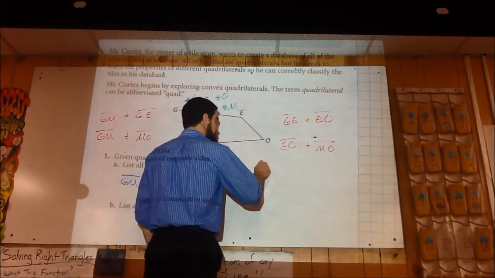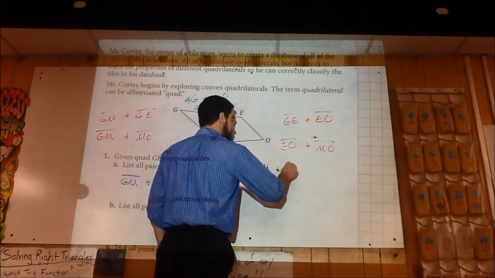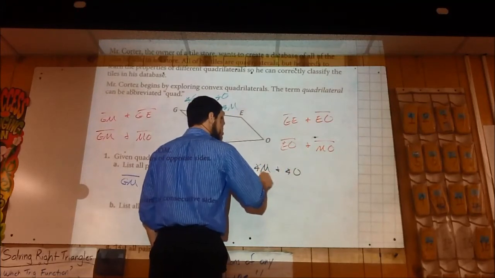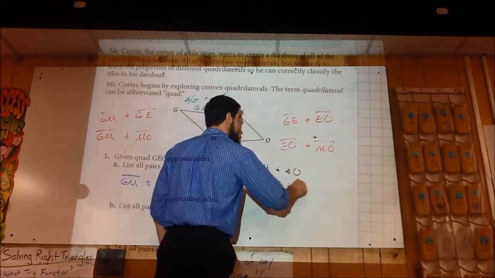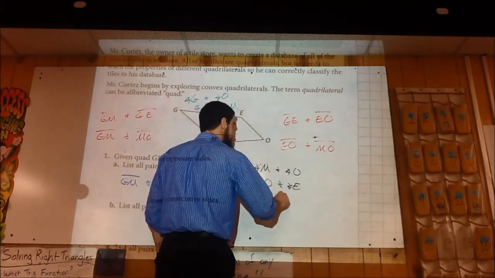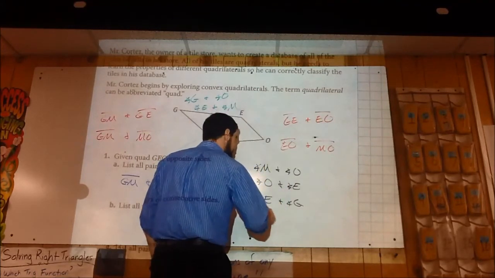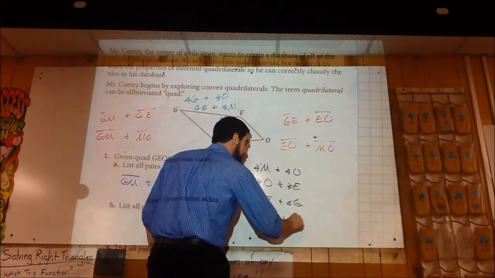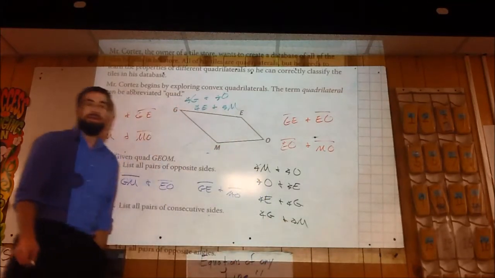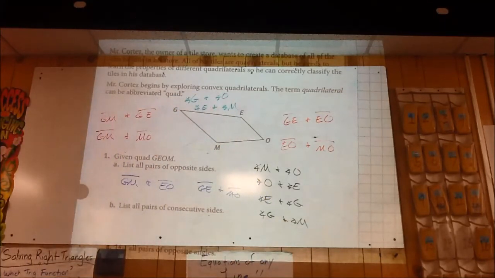So I have angle M and angle O are consecutive. Angle O and angle E are consecutive. Angle E and angle G are consecutive. And then angle G and angle M, those are consecutive. So we have four pairs of consecutive angles.